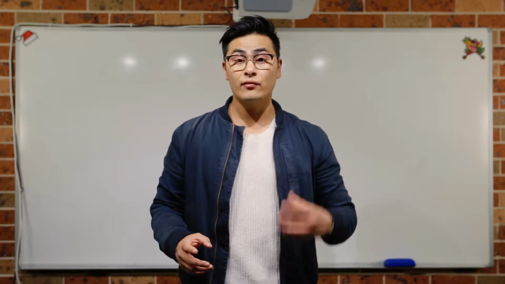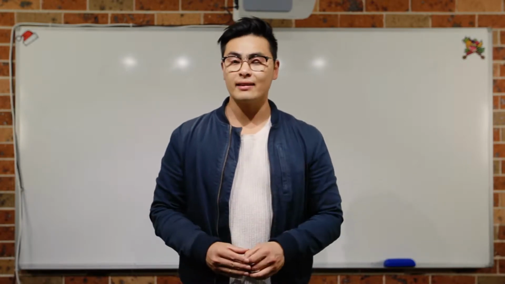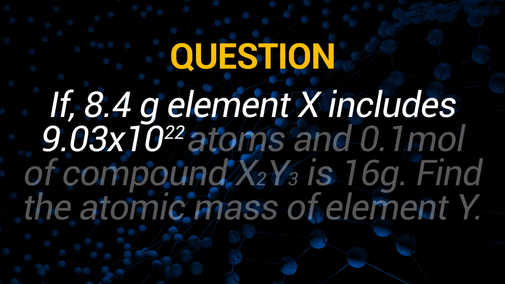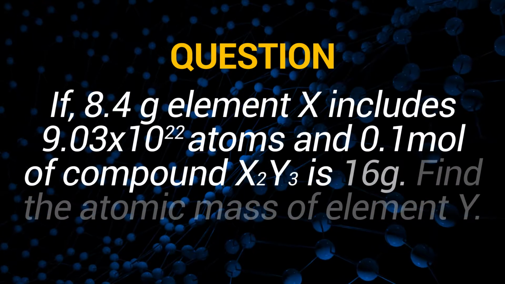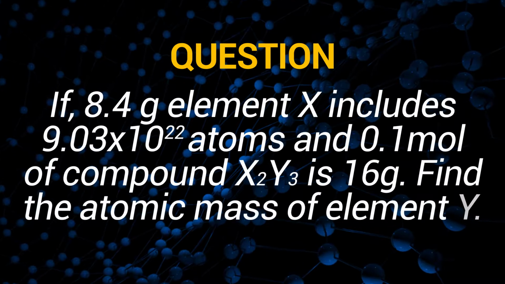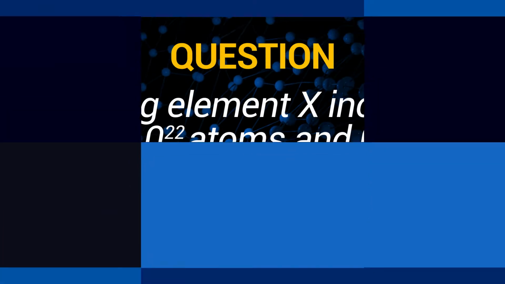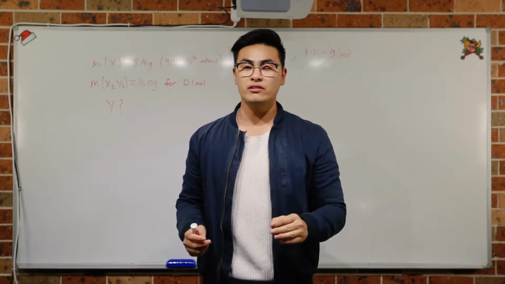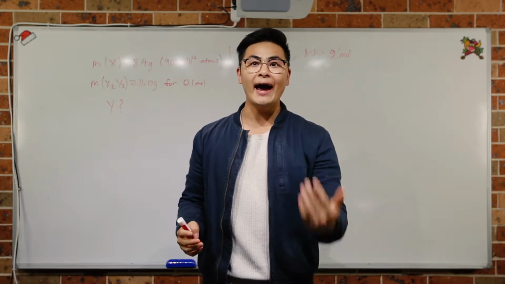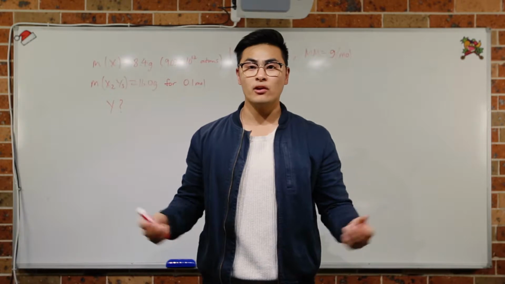So the correct answer for the atomic mass of Y is 16. Remember, the question we are trying to solve is: if 8.4 grams of element X includes 9.03 times 10 to the power 22 atoms, and 0.1 mole of compound X2Y3 is 16 grams, find the atomic mass of element Y. Remember, when you're answering any math type question in chemistry, you always need to write down the variables given to you and the formulas that are needed to solve the question.